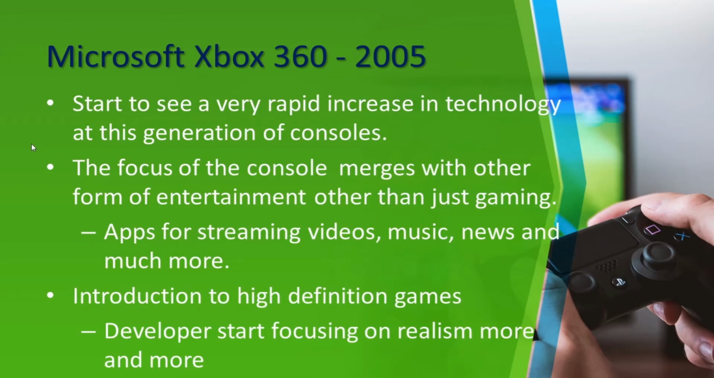Then we have your Microsoft Xbox 360 that was released starting in 2005. So we start to see a very rapid increase in technology at this generation of consoles. So the focus of the console merges with other forms of entertainment other than just gaming. So apps for streaming videos, music, news, and much more. So meaning, aside from gaming, it will have additional features, as we've mentioned. So it also introduced high definition games. So developers start focusing on realism more and more.